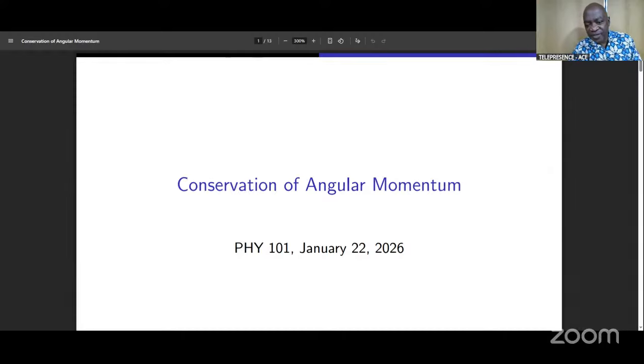Okay, good morning. So we'll continue with our study of angular momentum. Today we are discussing the conservation of angular momentum.